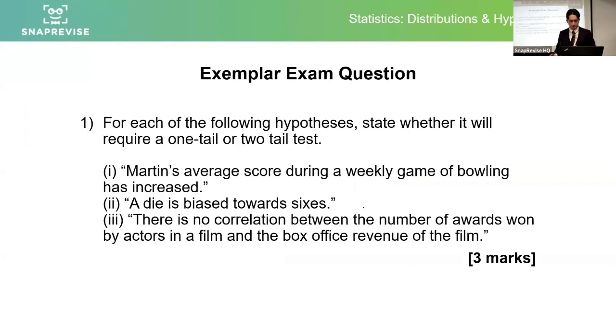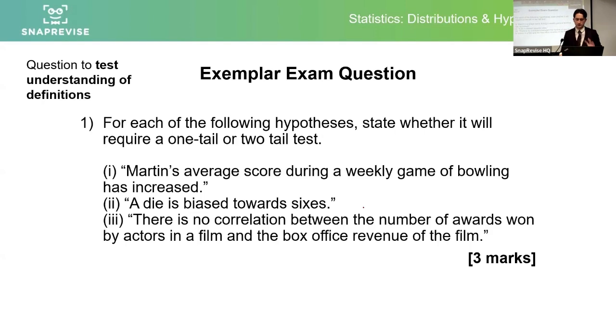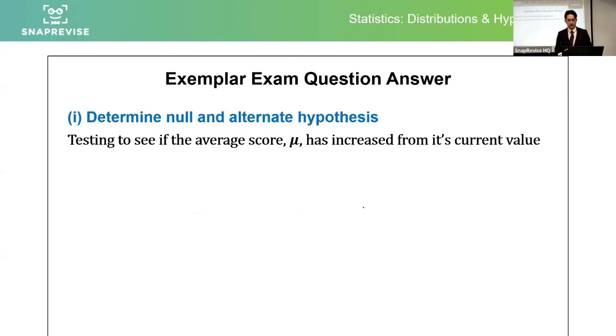So let's look at a question. We'll carry on with this one together. For each of the following hypotheses, state whether it will be one-tailed or two-tailed. Martin's average score during a weekly game of bowling has increased. A die is biased towards sixes. There is no correlation between the number of awards won by an actor in a film and the box office revenue of the film. So we're just determining what we think. We're going to do these, 1 mark for each one, very quickly. Let's look at it.